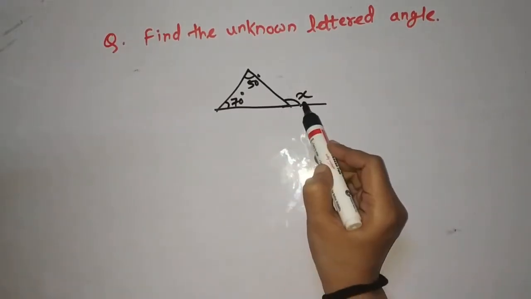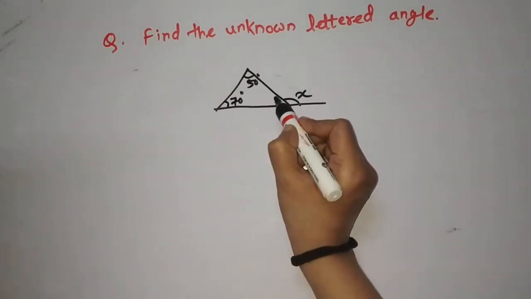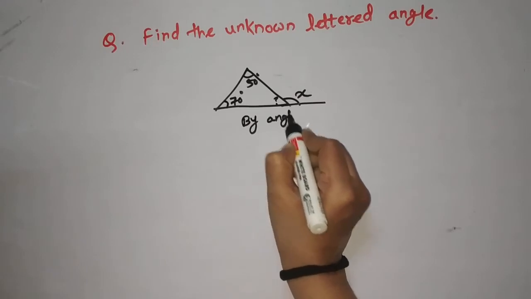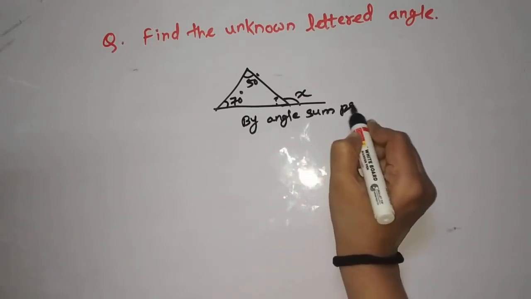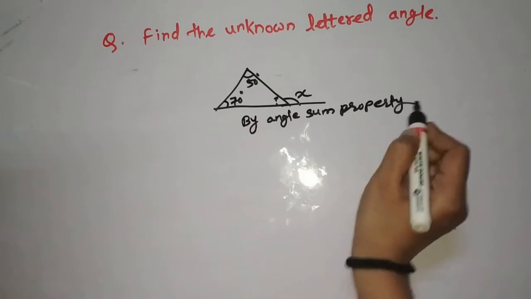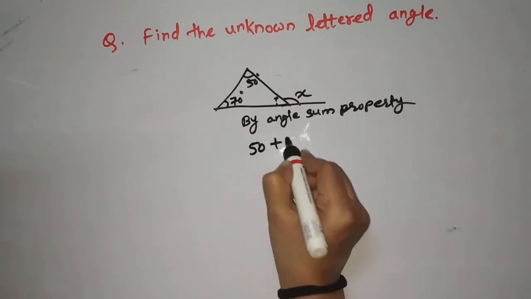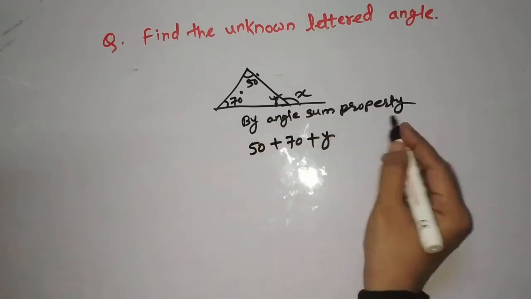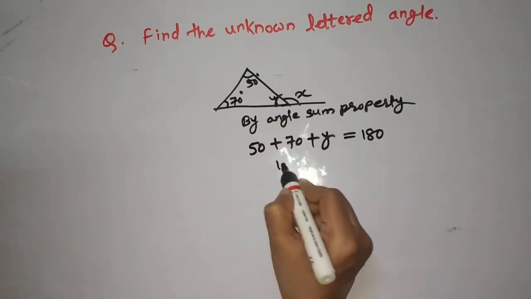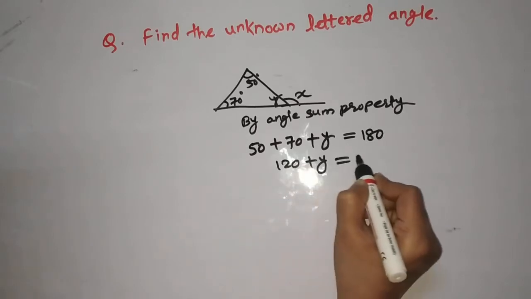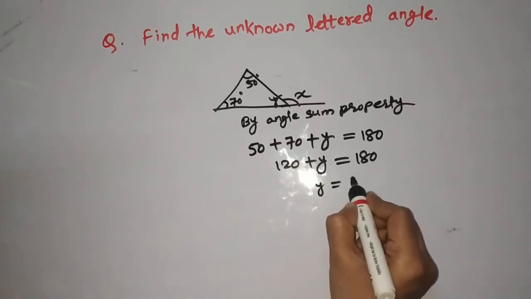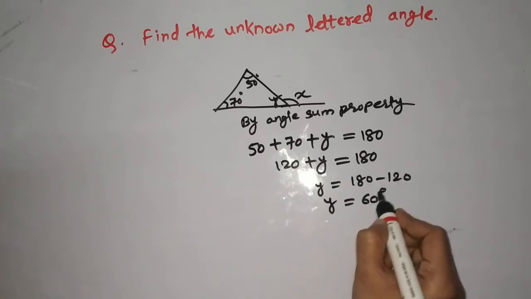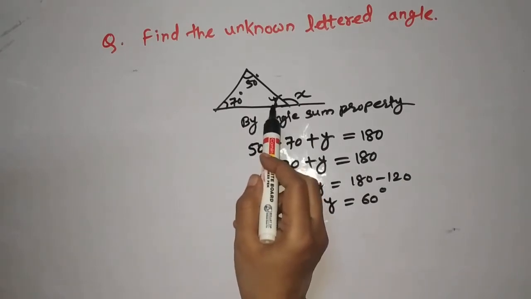So friends, now we need to find this unknown letter X. First of all, we'll find this interior angle. So again we'll write by using the angle sum property, which says that the sum of the three interior angles in a triangle is 180. So we'll get 50 plus 70 plus this angle. Consider it as angle Y. It is going to be 180. So 120 plus Y will get 180. So friends, Y is equal to 180 minus 120. We'll get 60 degrees. So friends, this is 60 degrees.